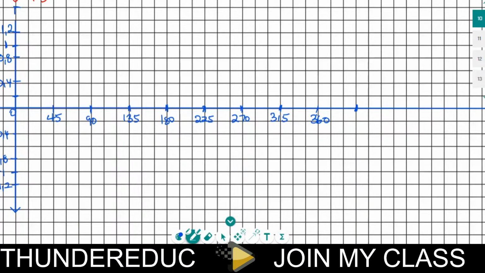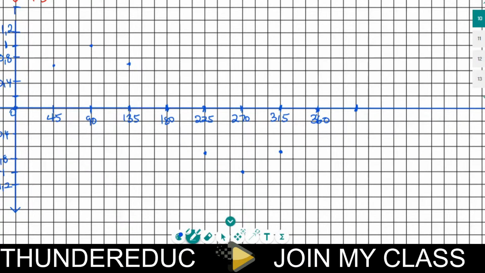So from the calculator values, 0 is going to go with 0, and then 45 is going to go with 0,7, which is somewhere there. 90 is going to go with a positive 1. 135 is going to go with a 0,71. 180 is a 0. 225 is negative 0,7, which is somewhere there. 270 is a negative 1. Then 315 is negative 0,7, and then 360 is a 0.